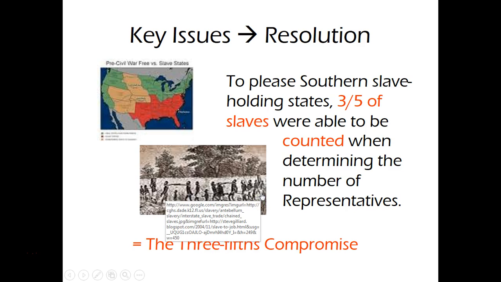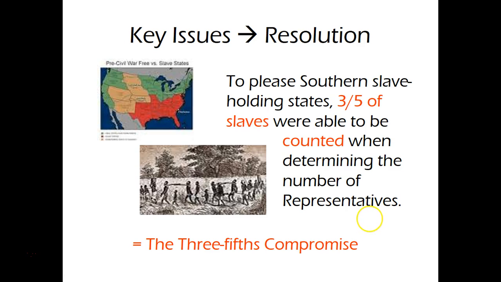Alright, issue number 2. There was disagreement between northern and southern states over who should be counted when deciding representation in the House of Representatives. So, in your solution box, this is what you're going to write right here, this text. This is the 3/5 compromise. So go ahead, pause it, write in your text, and then push play.